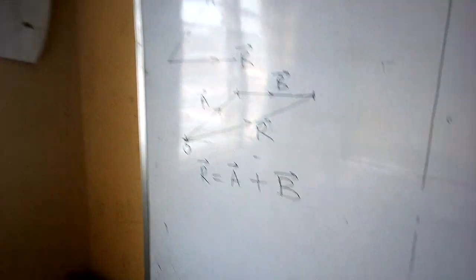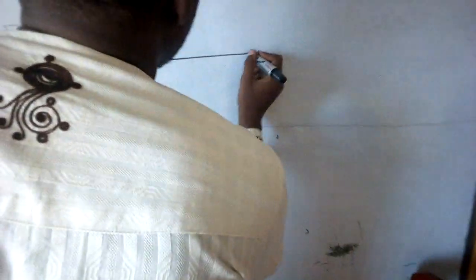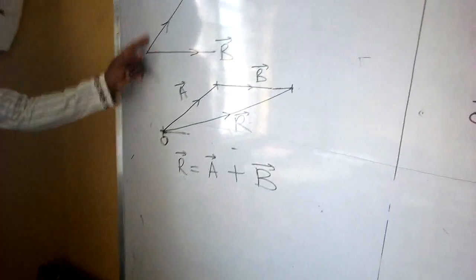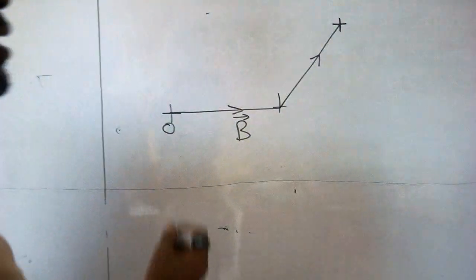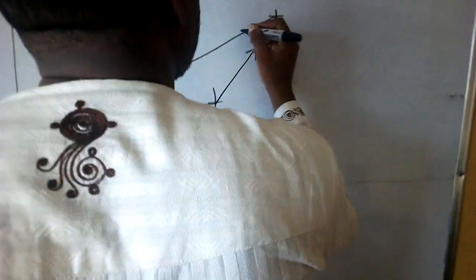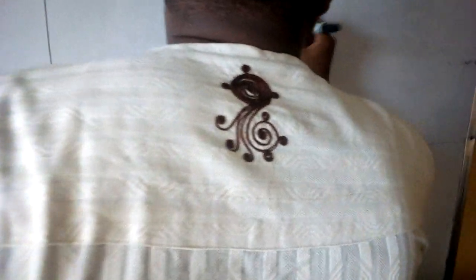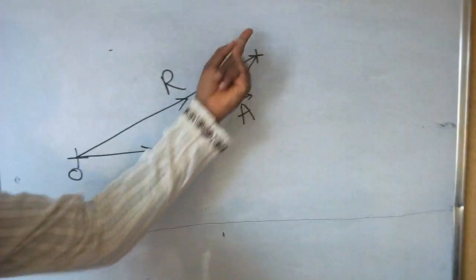Now, what if we had started from B? Are we going to get the same thing? So let's say origin O. If I started from B, B in this case was horizontal. Now, where B stops, add A. So the resultant is the vector that joins the origin to the final point. And what do you notice? It's the same thing. Our vector R.